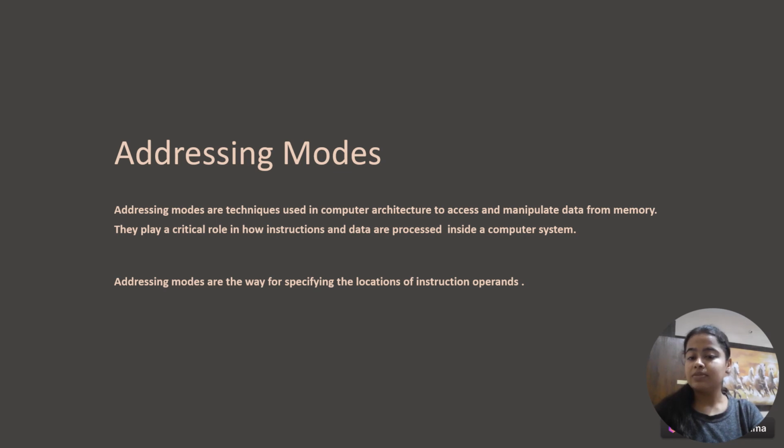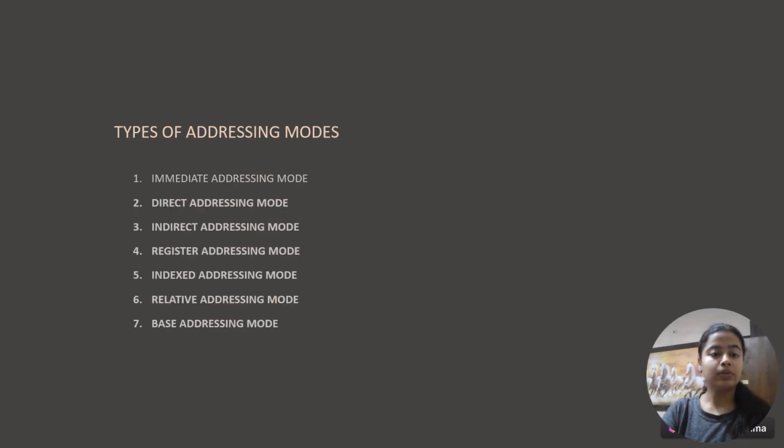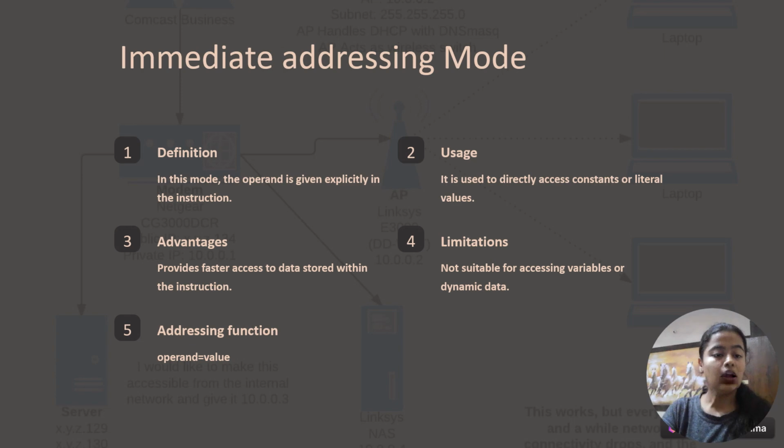These are the ways by which the locations of the instructions or the operands that you pass into a memory are specified. Moving on to the types, we have the immediate addressing mode, direct addressing mode, indirect addressing mode, register, indexed addressing mode, relative addressing mode, and base addressing mode. Let us look into each one of them with their advantages, disadvantages, and the effective function, and how they are used. Coming to the first one, the immediate addressing mode.